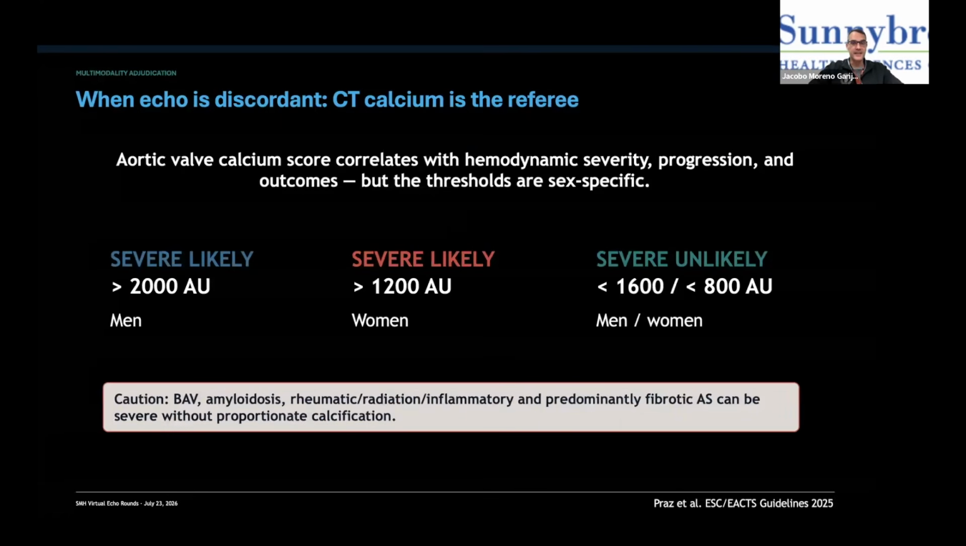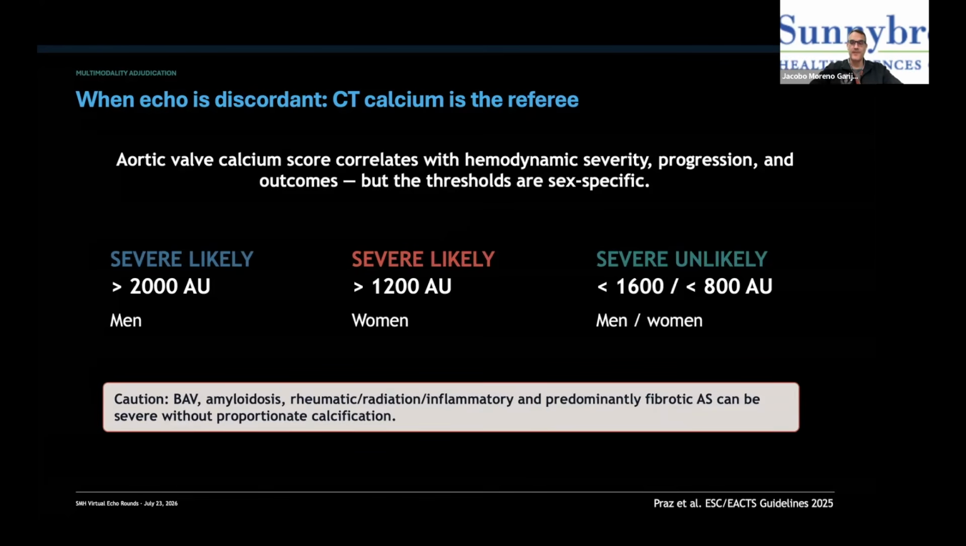So basically, the take-home message for this discordant aortic stenosis is that when echo is discordant, the CT calcium score is going to be your referee, right? You are going to say severe is likely when you have more than 2,000 AU in men and more than 1,200 AU in women.